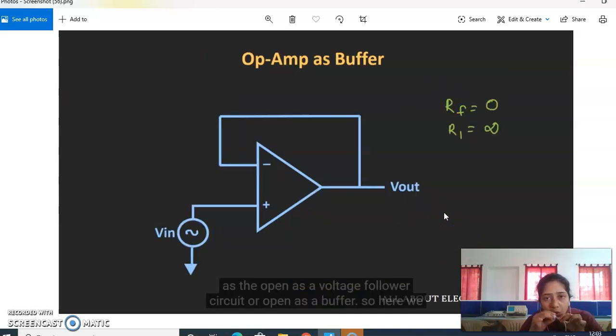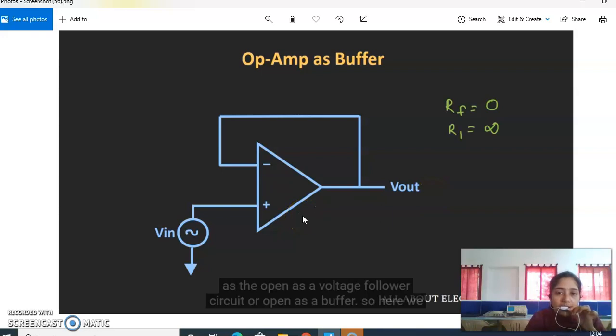And next, how the op amp can act as a buffer. For the non-inverting operational amplifier, if you want to use it as a buffer, we should make RF equal to 0, that is, the feedback resistance should be 0, and R1 equal to infinite resistance at the input side of the op amp. This configuration is known as a buffer. Whatever input voltage we apply at the non-inverting terminal of the op amp, the same voltage will appear at the inverting terminal, and it will be carried to appear as the output voltage Vout.